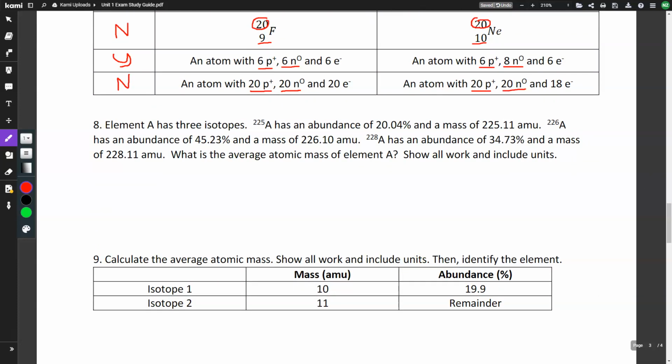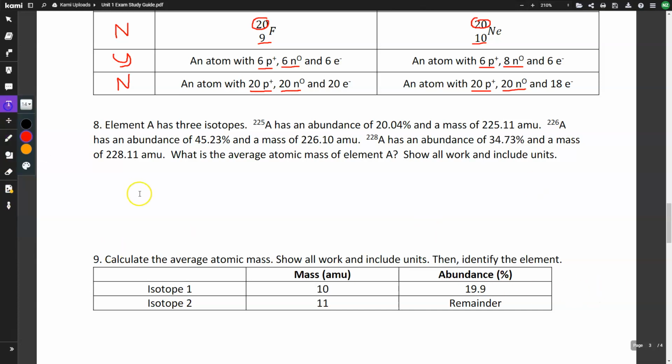All right, moving right along here. Number 8 says element A has 3 isotopes. One with a mass of 225.11 and an abundance of 20.04. Another has a mass of 226.10, and it is 45.23% abundant. And the final one has a mass of 228.11 with an abundance of 34.73.